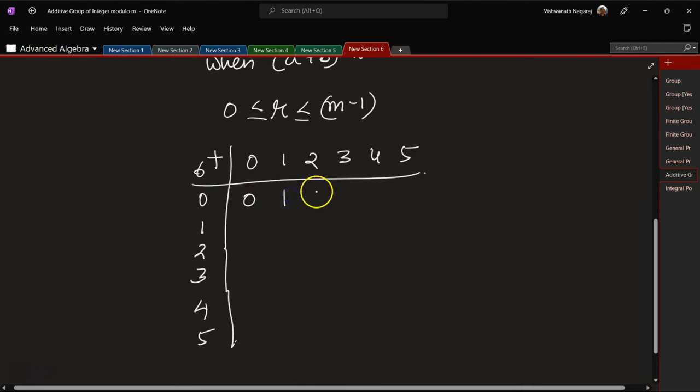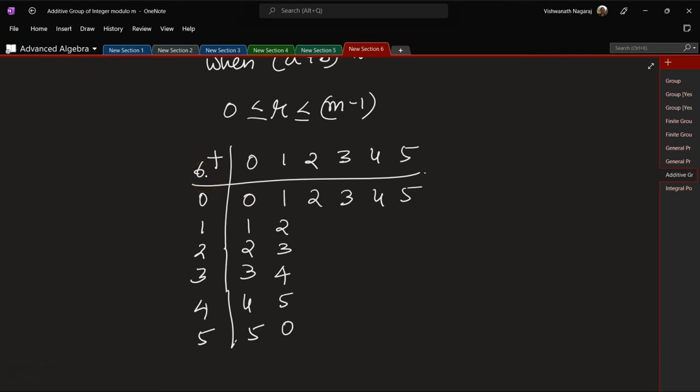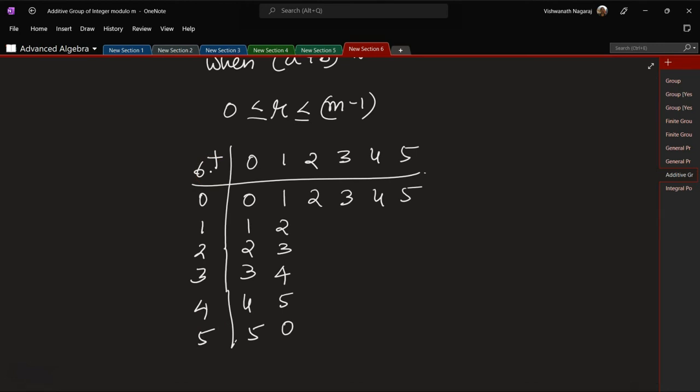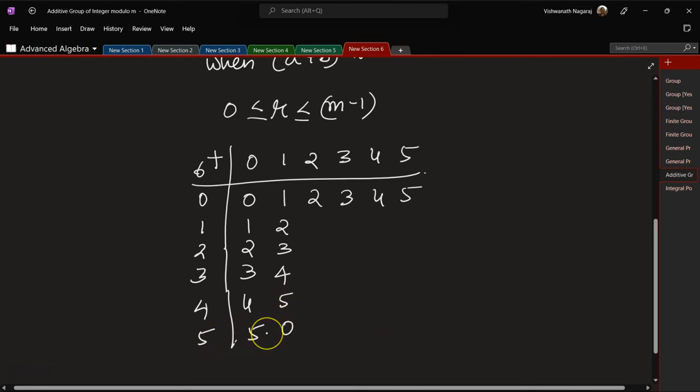0 plus 0 is 0, 0 plus 1, 2, 3, 4, 5. Similarly here, 1 plus 0, 1, 2, 3, 4, 5. 1 plus 1 is 2, 2 plus 1 is 3, 3 plus 1 is 4, 4 plus 1 is 5. 5 plus 1 is not 7 now, it is 0. Why? Because remember, we not only have to add them, but we have to divide them by 6. For numbers less than 6, that number itself will be the remainder. But the moment it crosses 5, we end up with remainders, from 0 to m minus 1, that is 5. So here 5 plus 1 is 6, and 6 divided by 6 leaves remainder 0.